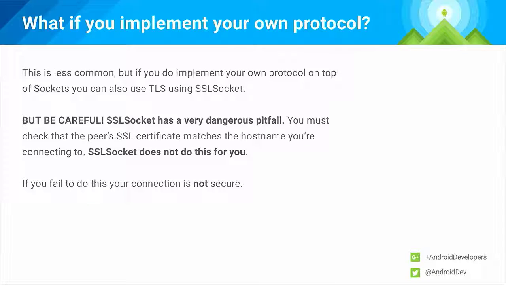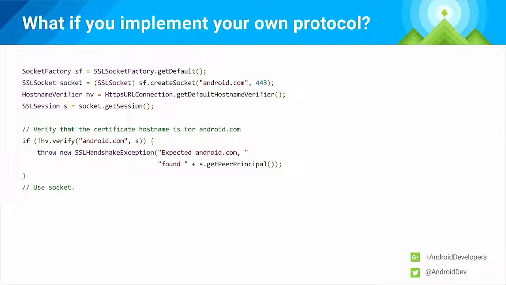Now, if you're implementing your own custom protocol, it's still easy, but a little harder. If you just use Java sockets, you can just use an SSL socket instead. There is one very big pitfall, though, that you need to keep in mind: unlike what the HTTP clients do, SSL socket does not check that the host you're connecting to is the host you expect it to connect to. This is really important. If you don't do it, your connections are completely insecure. I'll talk more about it when I get to the mistakes. So here's some sample code. The important bit is this hostname verifier verify call to check that we actually connected to android.com and not, say, evil.com.